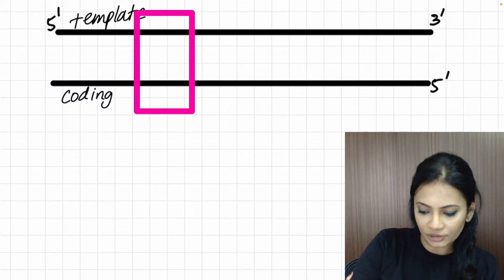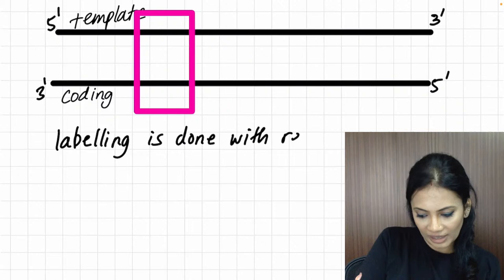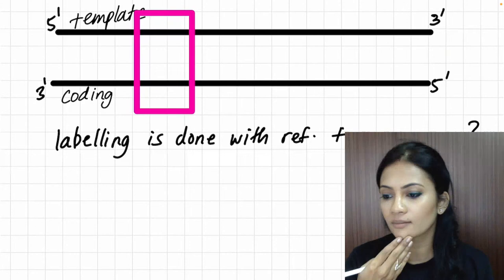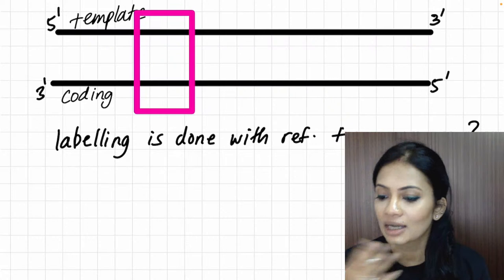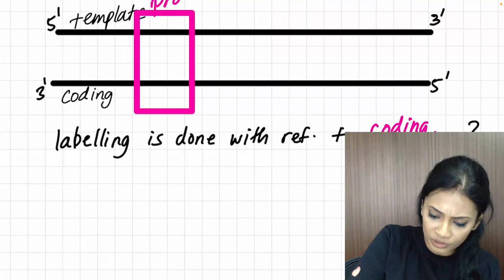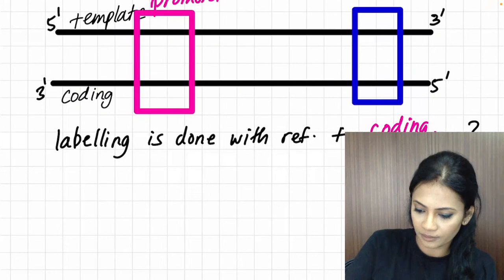3', 5', 3'. Okay, labeling, tell me one thing. Labeling is done with reference to which strand? Yes, with reference to the coding strand. Excellent. Okay, so this is going to be your promoter. And this is going to be your terminator.